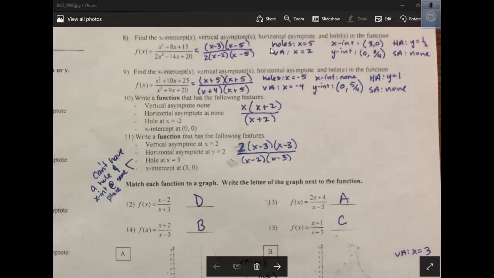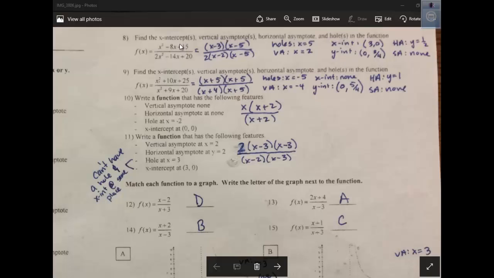So I start off with the points of discontinuity, or the restrictions, which it can't be +2 or +5. Since the 5 has a common factor on the top, that's going to be a hole, and then the vertical asymptote is going to be the 2. The x-intercept is going to be at 3, and what we do is we just look at the numerator to find the x-intercept, the zeros of the numerator.